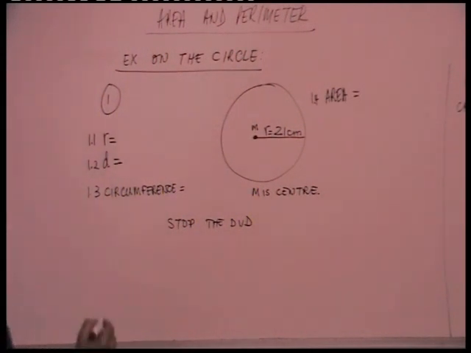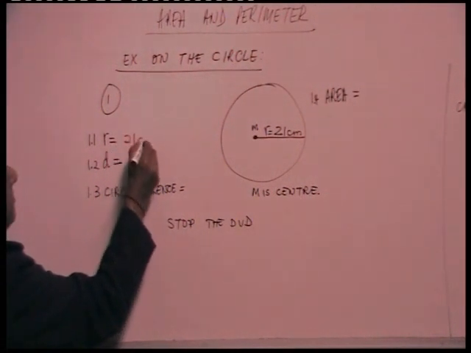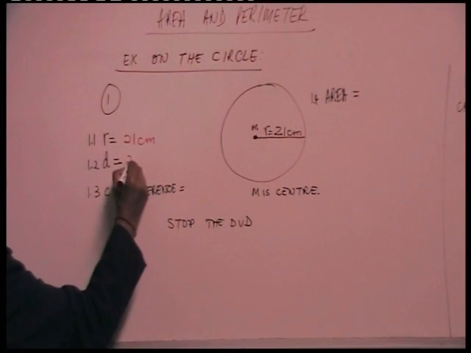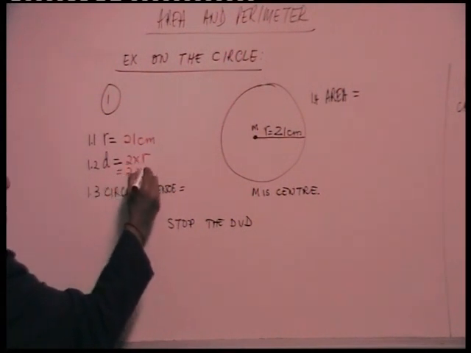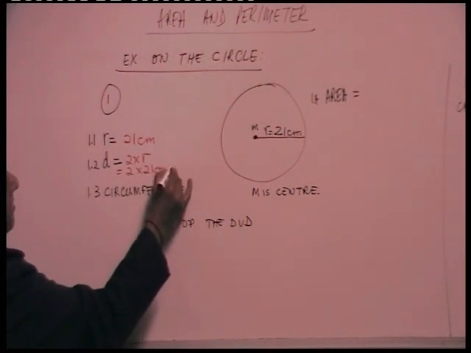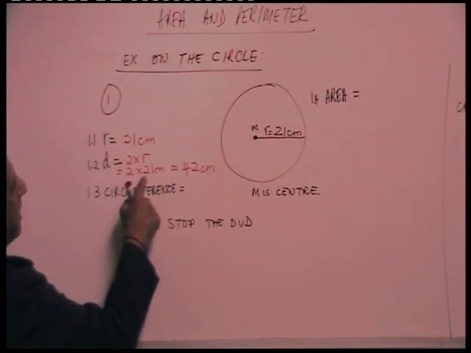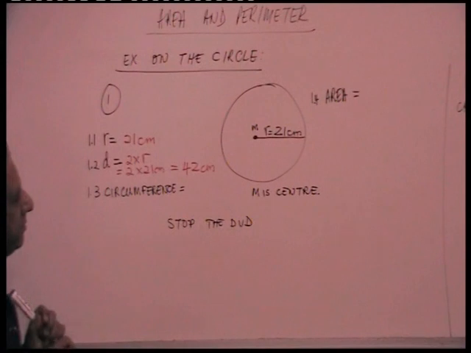Welcome back. The radius is given. The radius is 21 centimeters. Now you want the diameter. Diameter is always 2 times radius. So that will be 2 times 21 centimeters, and the answer is 42.